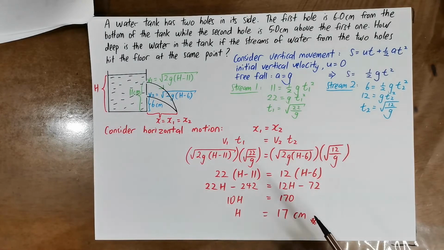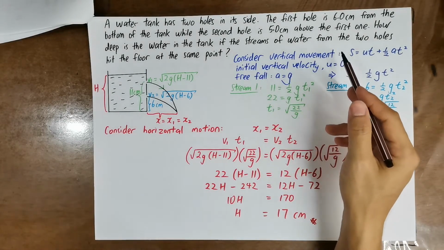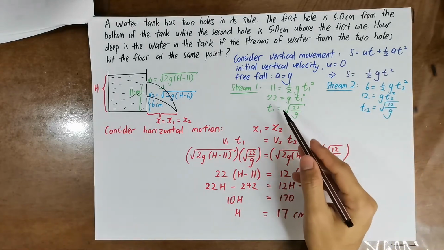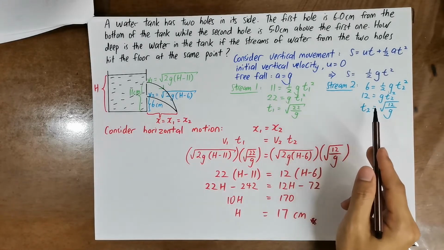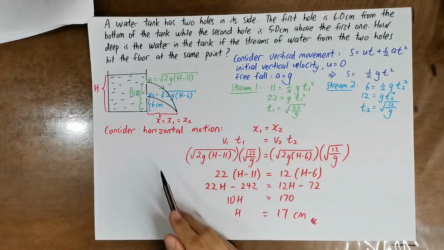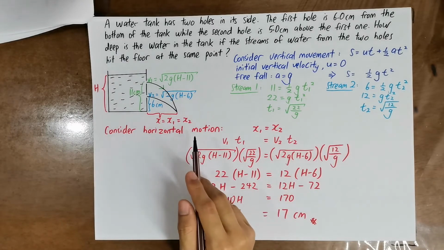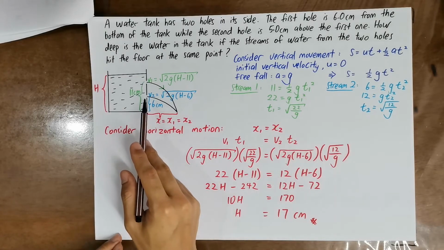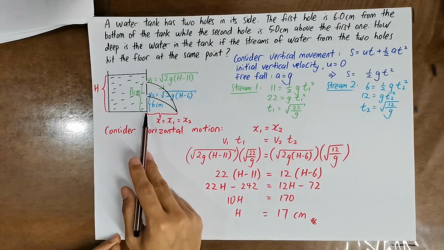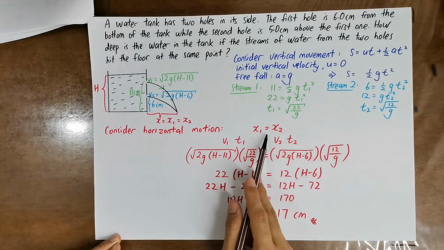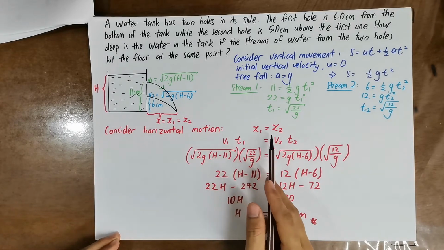So now you consider the vertical movement first, because I want to know the free fall time for stream 1 and stream 2, because I'm going to use the free fall time in the horizontal motion. Let's take a look at the horizontal motion first. Because the 2 streams of water hit the same point, the horizontal displacement is the same, S1 equal to S2.